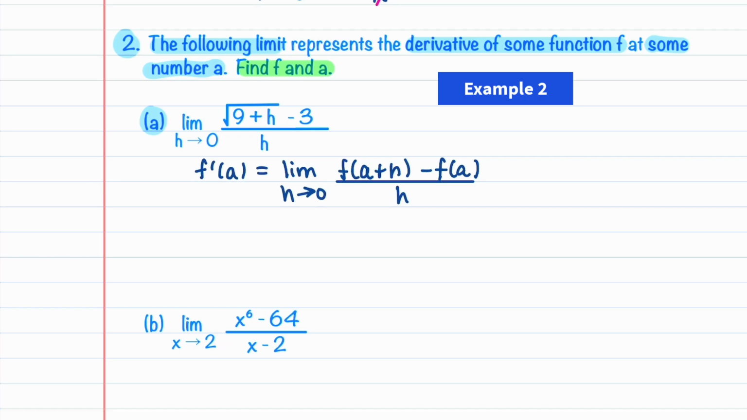Now what we're going to do is compare our formula to the limit that we are given. Our f of a plus h is equal to the square root of 9 plus h. Let's write that down. F of a plus h is the square root of 9 plus h, and then f of a is equal to 3.